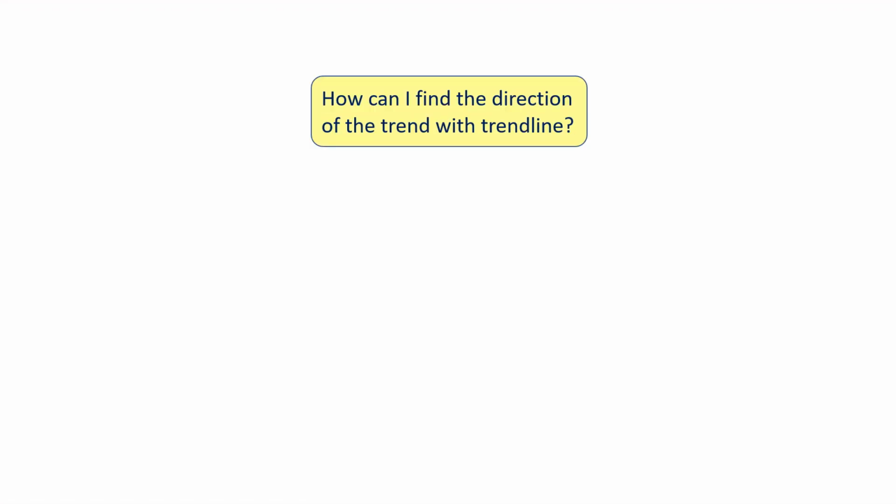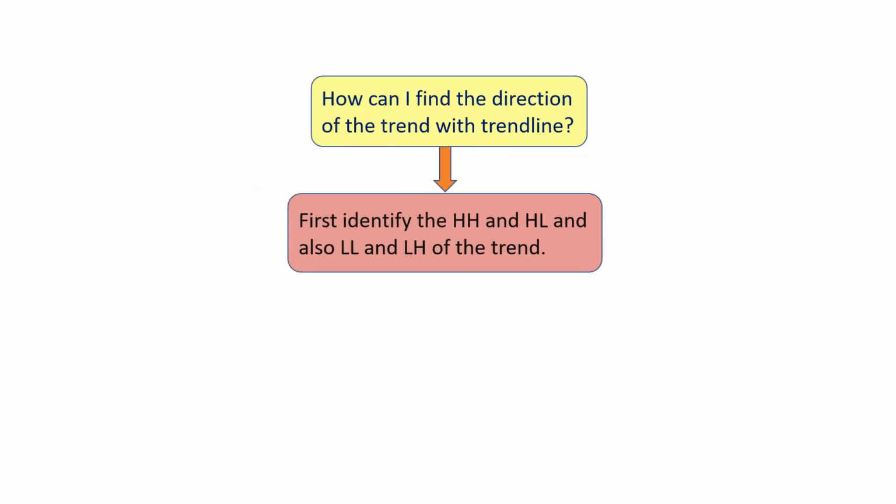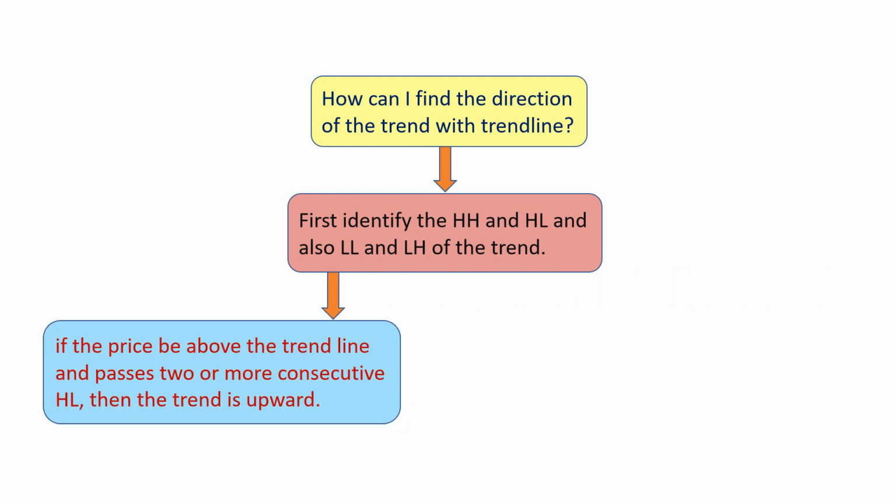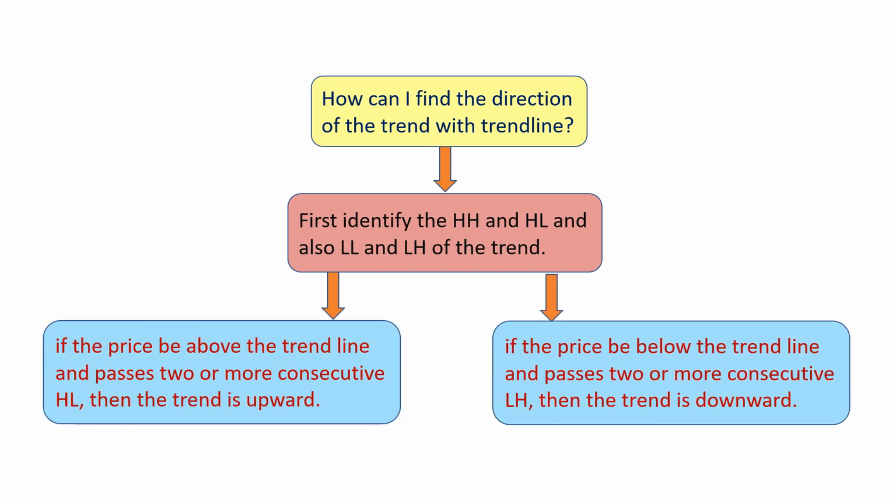How can I find the direction of the trend with trend line? First, identify the higher high and higher low and also lower low and lower high of the trend. If the price is above the trend line and passes two or more consecutive higher lows, then the trend is upward. If the price is below the trend line and passes two or more consecutive lower highs, then the trend is downward.